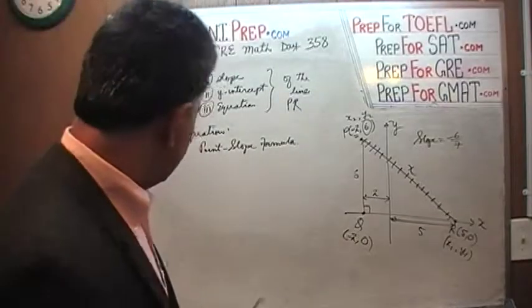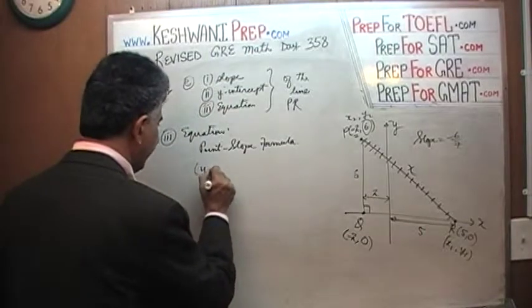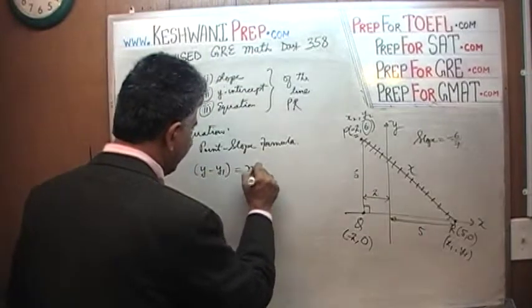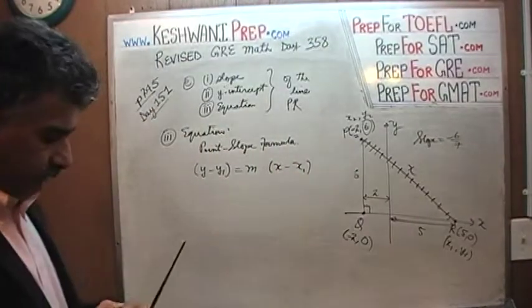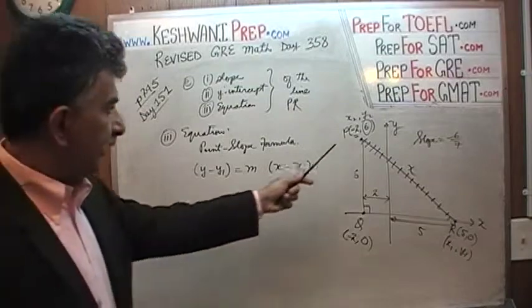Listen very carefully. This is how the point slope formula goes: y minus y1 equals m times x minus x1, where m is the slope. The question is, which point should we utilize here? We could use either this point or that point.